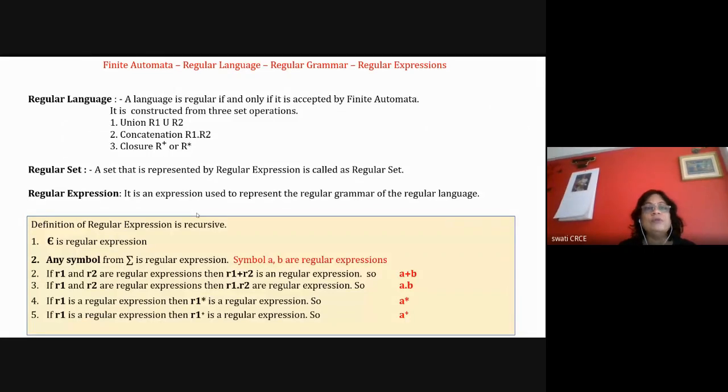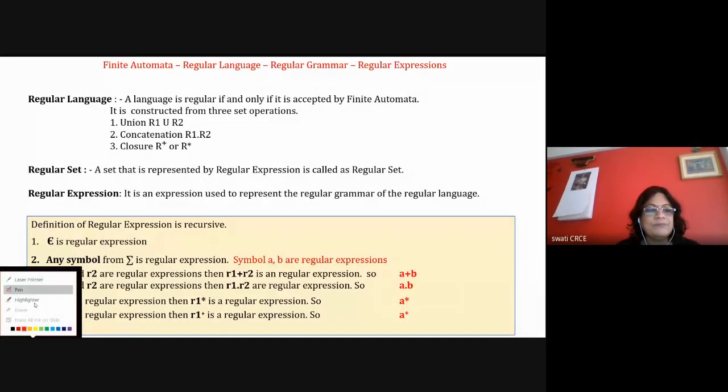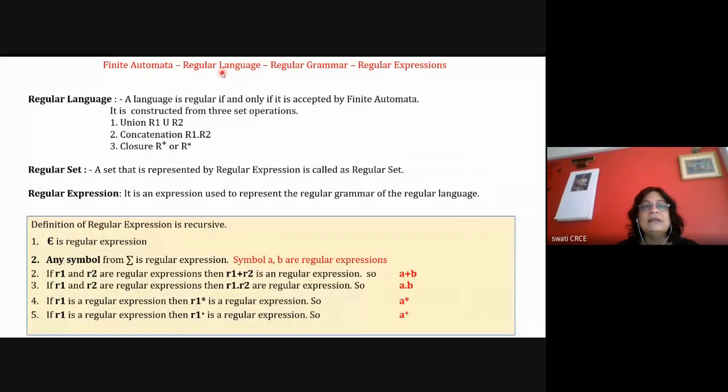What we have studied is that we have a given finite automata. For a given finite automata, the language of the machine is a regular language. That language has a grammar. That grammar is called a regular grammar, and we express the regular grammar by using regular expressions. I told you, every language has a grammar, and we represent the grammar of a regular language using regular expressions. And a regular language is the language of a finite state machine.